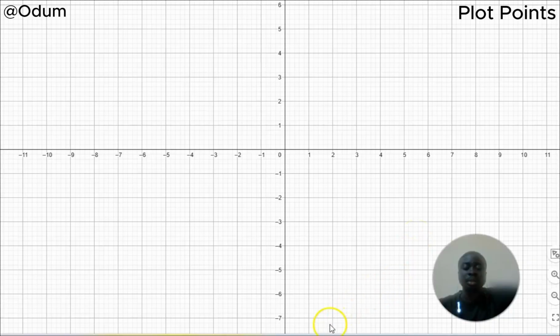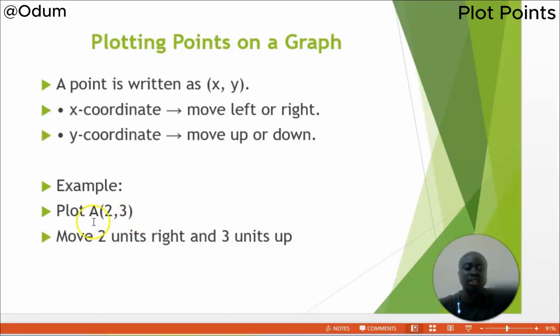Now let's see how to plot our first point. This is our first point, A, which is (2, 3). We know that the 2 represents our x and the 3 represents our y. Realize that the x is positive and the y is also positive. So the y represents the 3, then the x represents the 2.